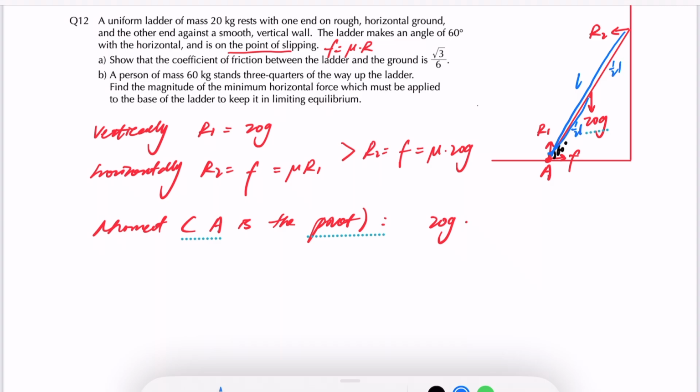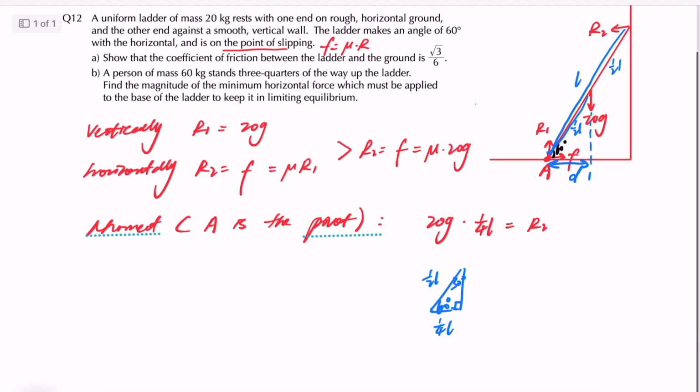And in order to figure out the perpendicular distance, which is this part, in this right angle triangle, 90 degree, 60 degree, 30 degree. This is a lovely triangle that we have learned in math before, by the way. This is half L, so the base will be a quarter L, based on the trigonometry. And let's keep going with the procedure. 20g times a quarter L equal R2 times, let's figure out the perpendicular distance of R2, shall we?